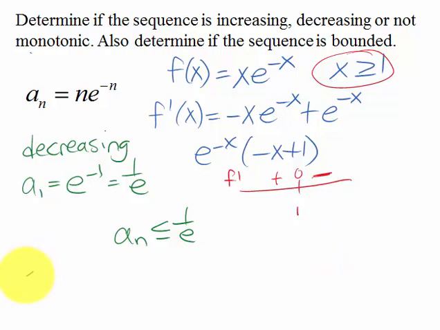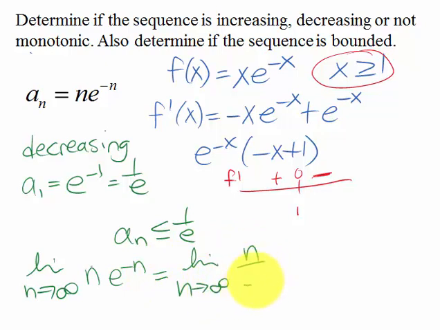Now let's look at what happens as n goes to infinity, and as we look at this, we see that we have the first factor, n, is going to go to infinity, and the second factor, e to the negative n, is going to go to 0. So we have an indeterminate form. So let's go ahead and express this as n over e to the n.